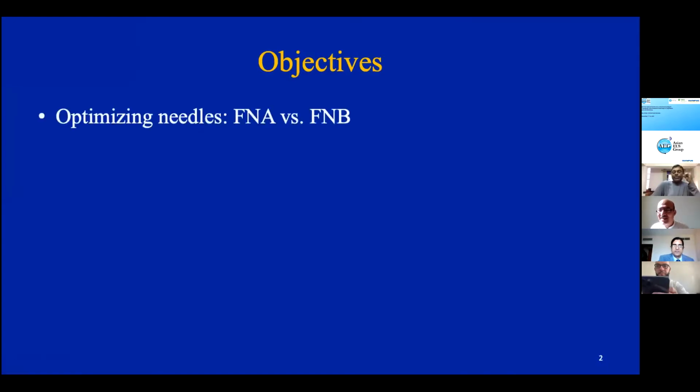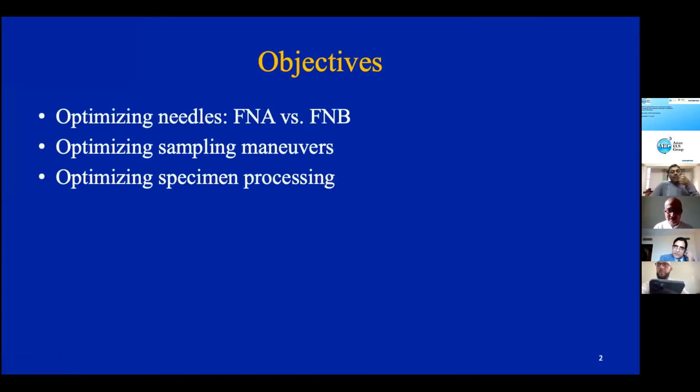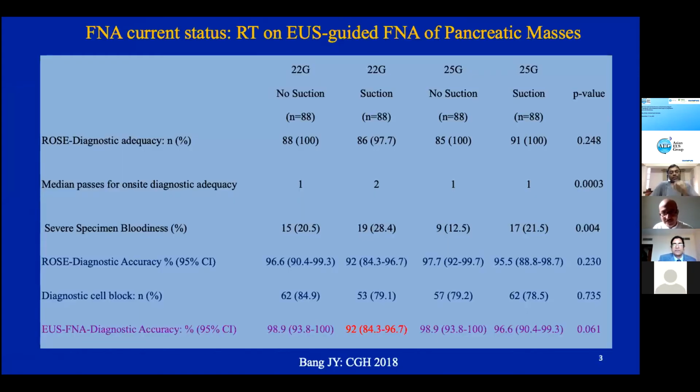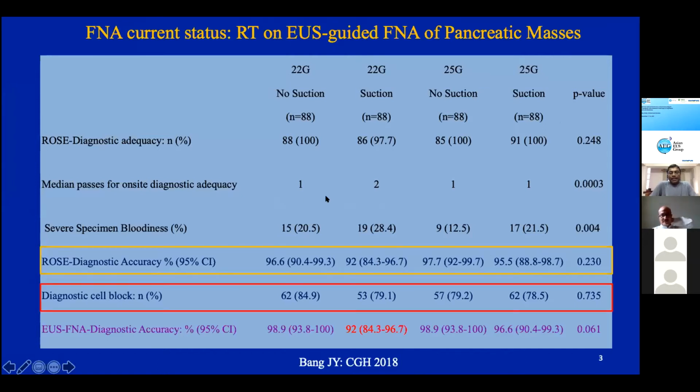All right. So these are my objectives today: needle selection, optimizing sampling maneuvers, and optimizing the technique of specimen processing. So this is a randomized trial where we performed EUS guided FNA of pancreatic masses. 352 patients were randomized to 4 groups: 22 gauge and 25 gauge needles with or without suction. In this study, you will see that there is not actually much of a difference between the technologies, except that the diagnostic accuracy when you are having rapid on-site evaluation is fantastic. It's about 95% or higher for most groups, except when you use 22 with suction, because there's a lot of bleeding. However, the other feature, which is the cell block, is dismally low.